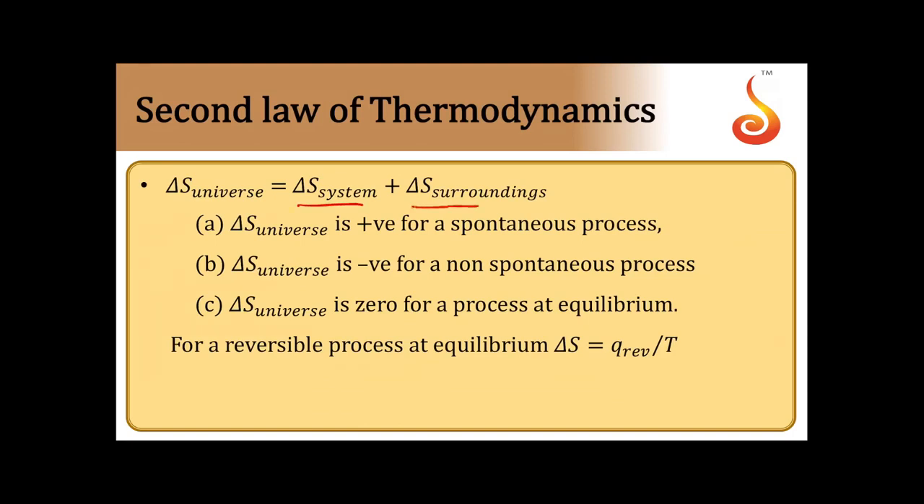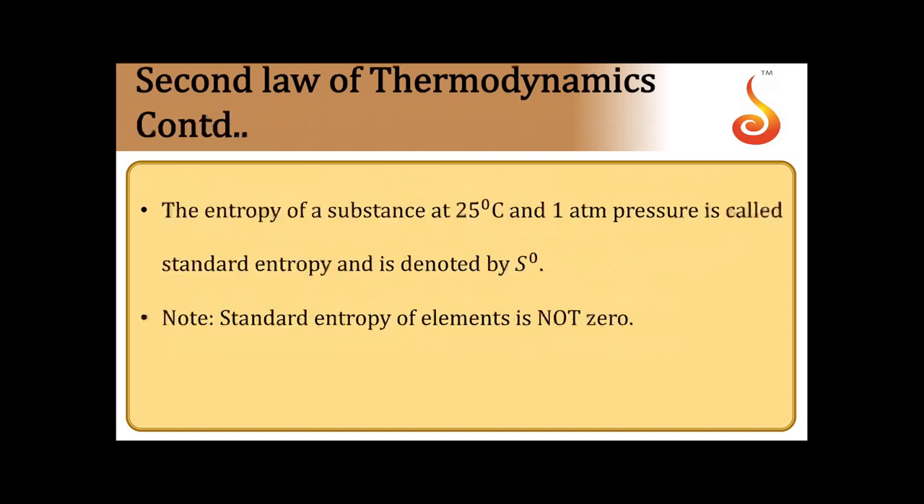So if delta S of universe is positive, then it is said to be a spontaneous process. If delta S of universe is negative, it is said to be a non-spontaneous process. And if it is zero, it is said to be an equilibrium state. So it depends upon the delta S of universe. Delta S of universe positive, spontaneous process; negative, non-spontaneous; and zero, it is said to be an equilibrium state.